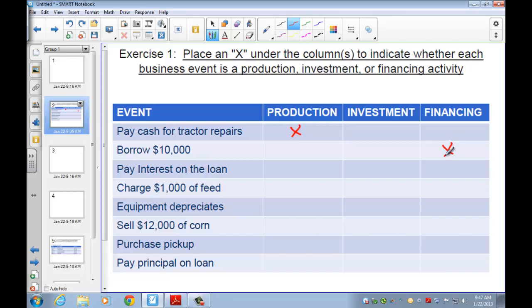When you pay interest on the loan, it is part of the financing activity, but it is also part of a production expense. So we place an X under production expense. When you charge $1,000 of feed, it is also a production expense, so we place an X there.